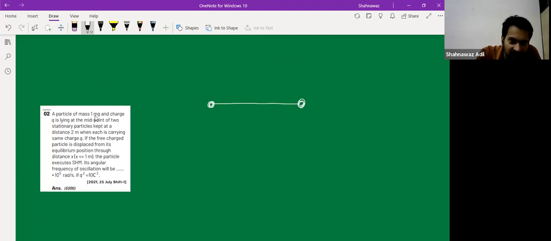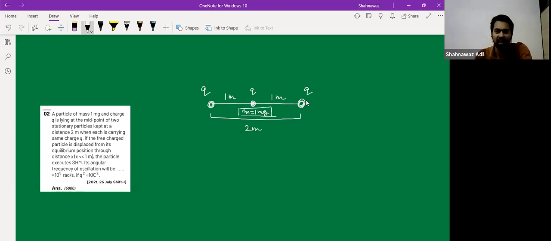One charge, a particle of mass 1 gram, and charge q is lying at the midpoint of two stationary particles kept at distance 2 meters, each carrying the same charge q, right? So this is q, and at the middle, the distance between them is 2 meters, right? So this distance is 1 meter, this distance is 1 meter, and at the middle, mass is 1 milligram, and charge is q, right? So this is at equilibrium.